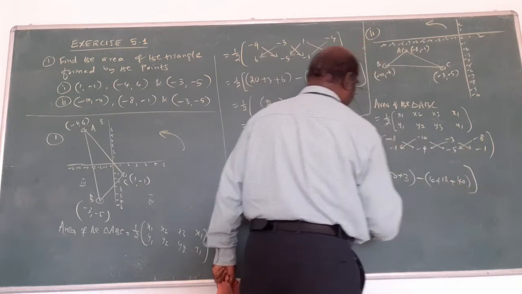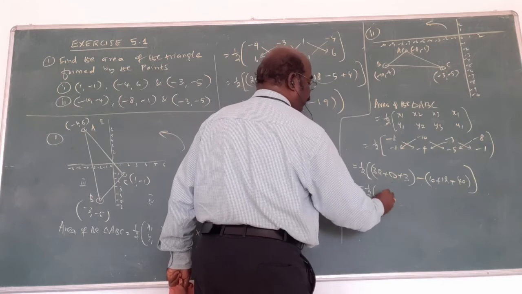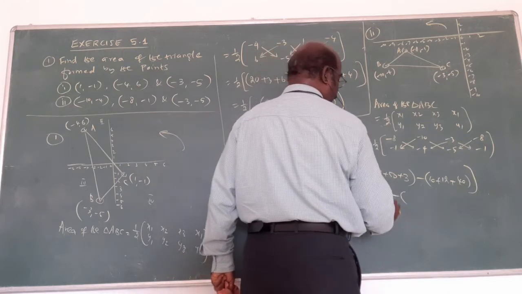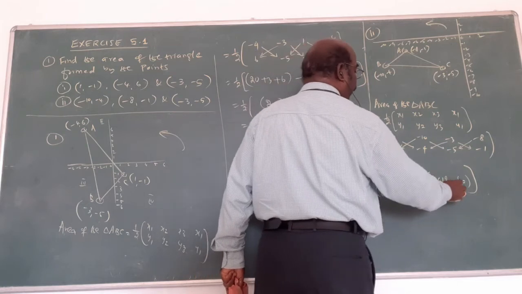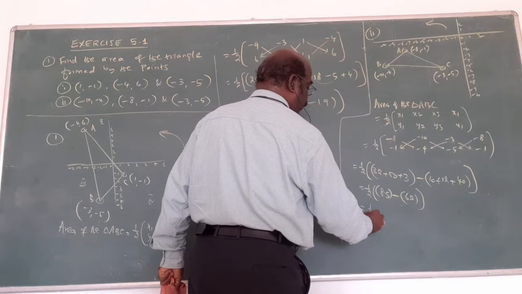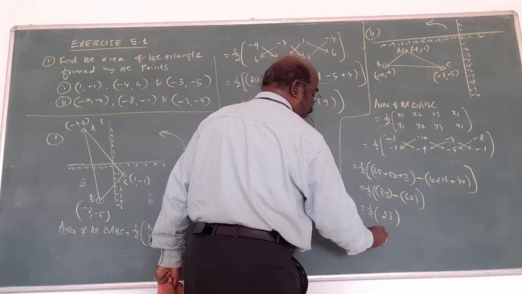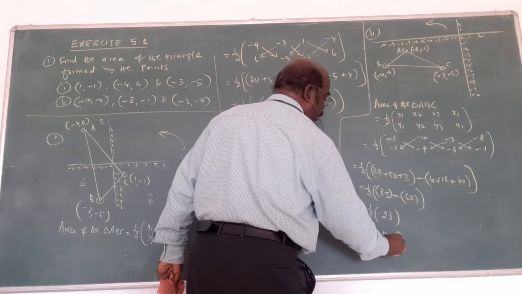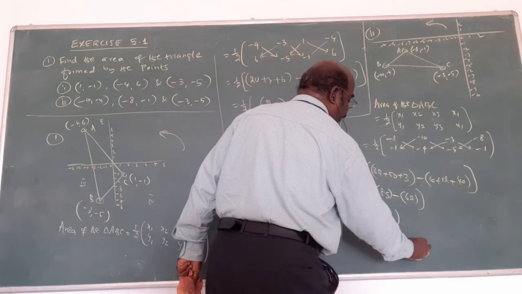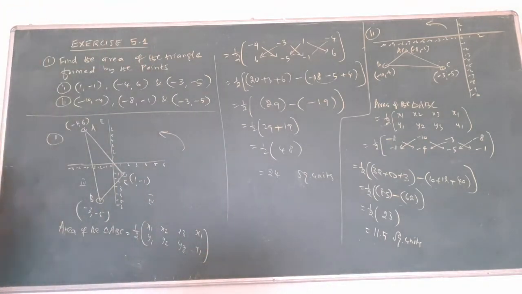Okay? Adding, 8 by 6. Here 40, 50, 60. Then subtract 32 3. Divide by 2, now 11.5 square units is the answer. In this way you will find the area of the triangle.